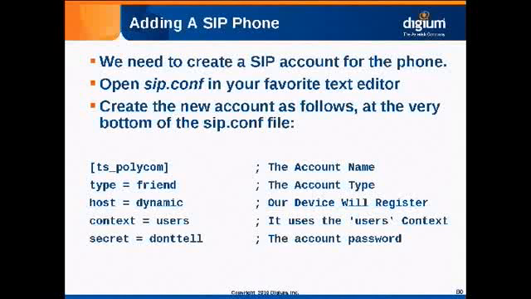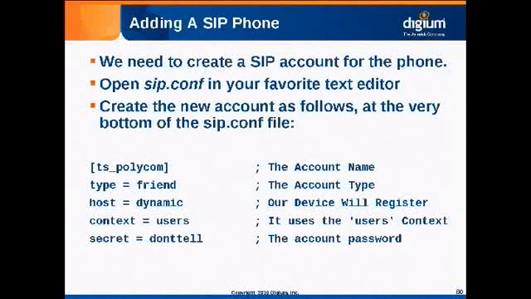Okay? So be smart about the way you name your phones. The second line there, it says type equals friend. We have different types of devices in Asterisk. We have users, peers, and friends. A friend is a simple shortcut for creating both a user and a peer. And we'll talk about those for now.